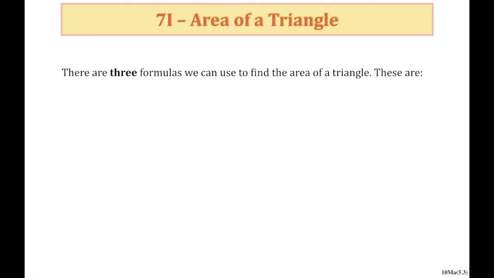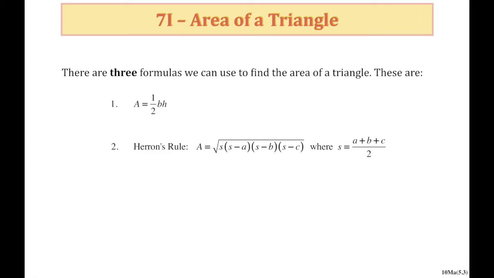First of all, there are three formulas that we can use to find the area of a triangle. The first one you've seen before: area is half the base times the height. This is something that we've used all through high school. The second formula is called Heron's rule, and it used to be in our textbooks. You don't have to worry about it, but with the new syllabus it looks like people are going to have to learn it again, so you can switch off to that one for the moment.